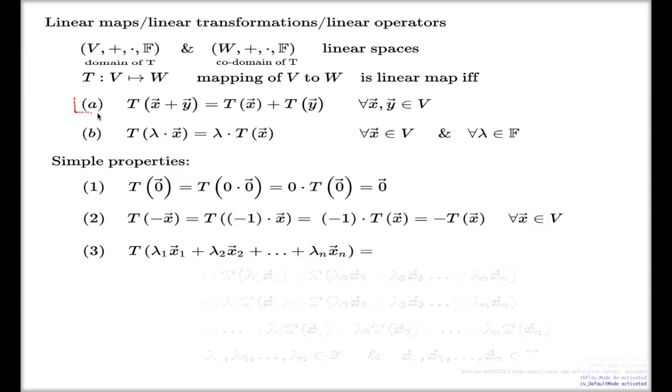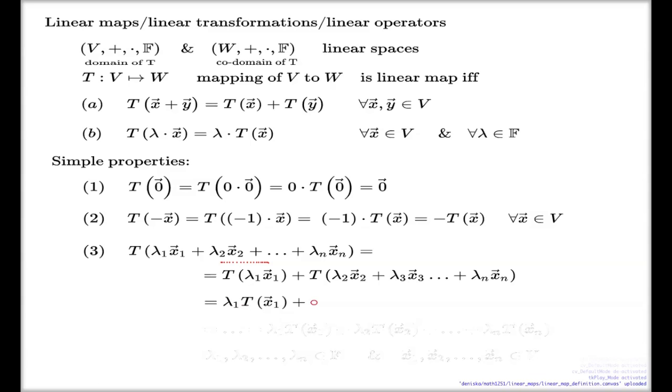You can use the property A, where in the place of x vector you use this piece, and in the place of y vector you use this large piece. If you do that, then you can convert your expression into something like this. You see, here's my x piece for the property A, and here's my y piece for the property A. Now, if I use the property B for the first piece, I can take the lambda scalar out like this. I'm going to keep the second term as it is.